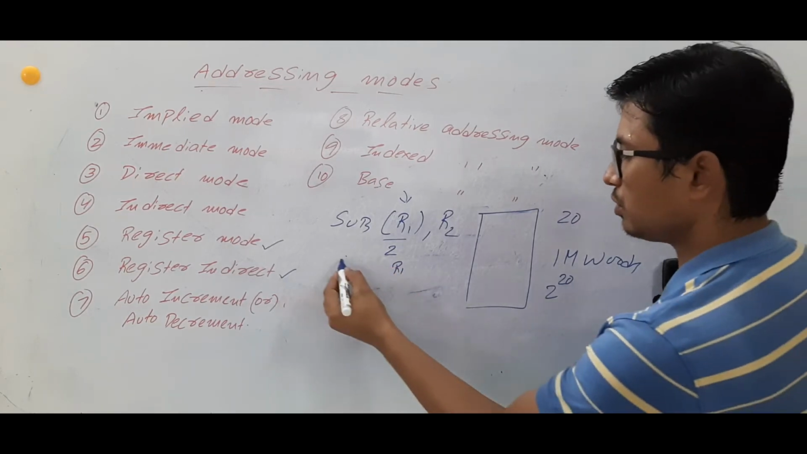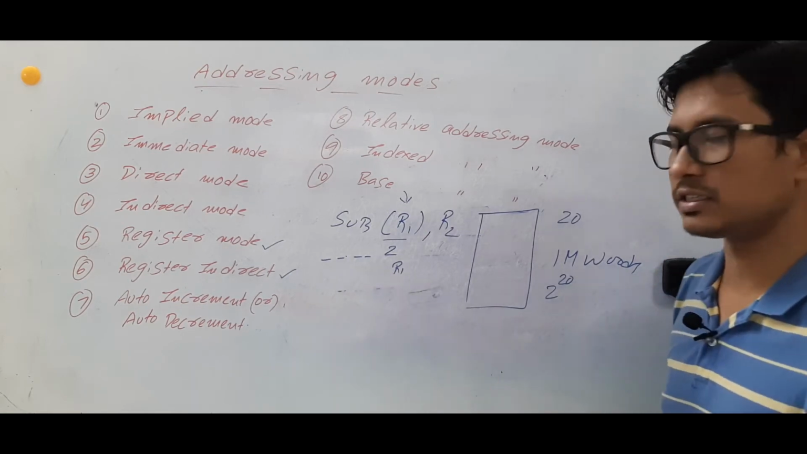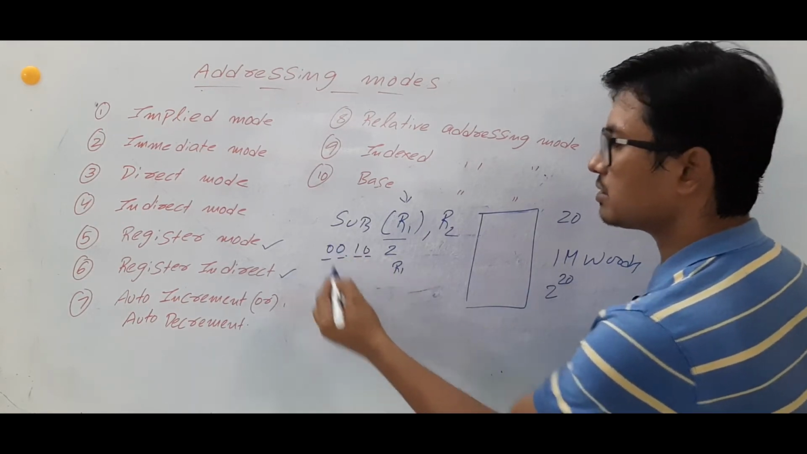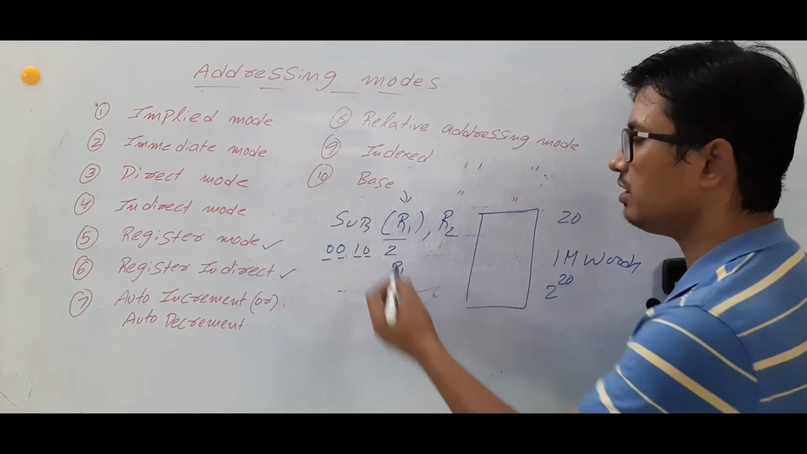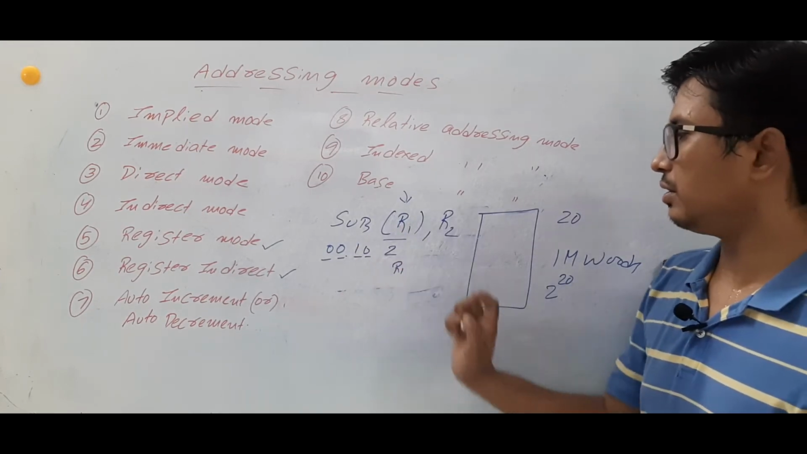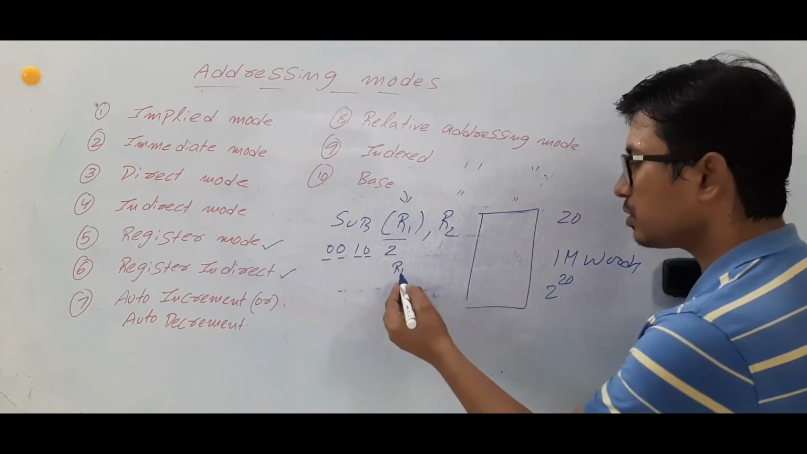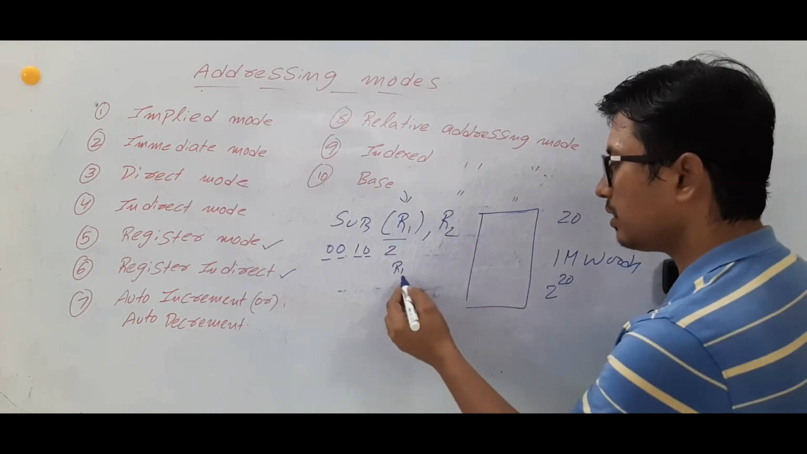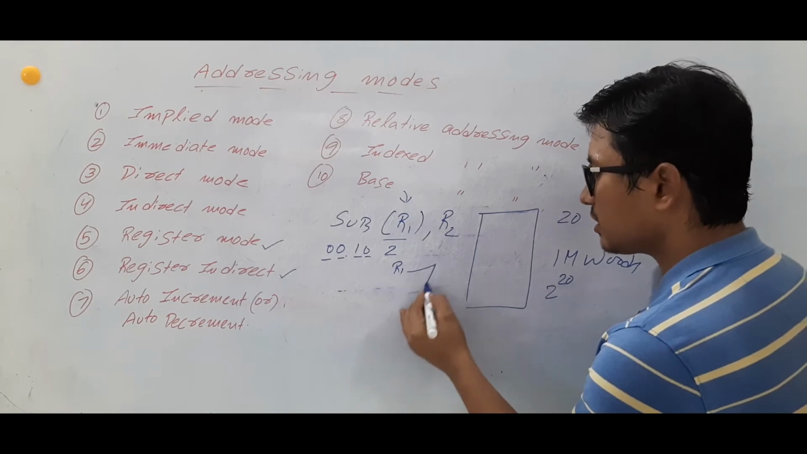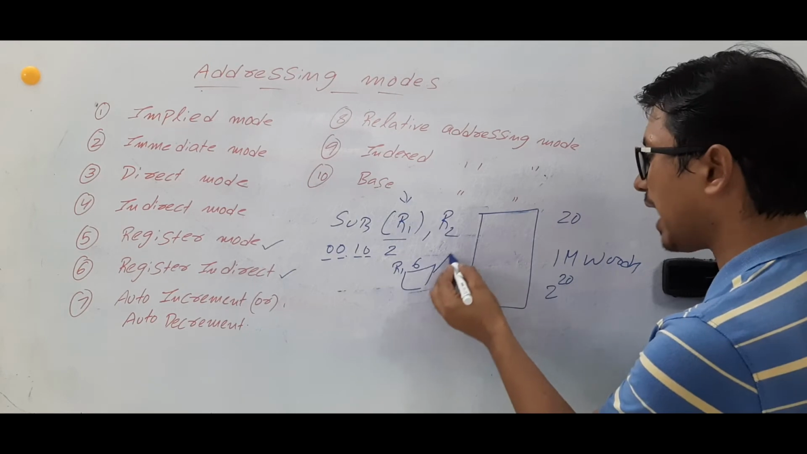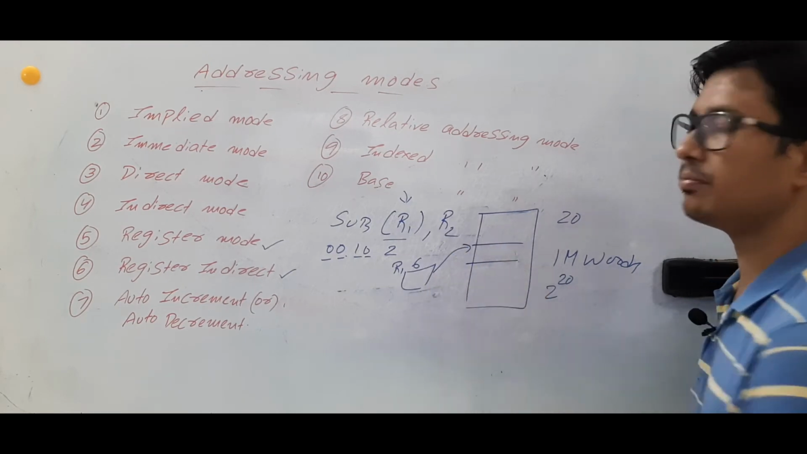Is it clear? So 4 bits are there. Let's take 16 registers are there. You have given the value 0010, meaning that you are going for the register R2. Okay, let's take that this value is 2 here. So register R1 is going. Then let's take that register R1 has some value 6. Then you will go to the address location 6 in the main memory.